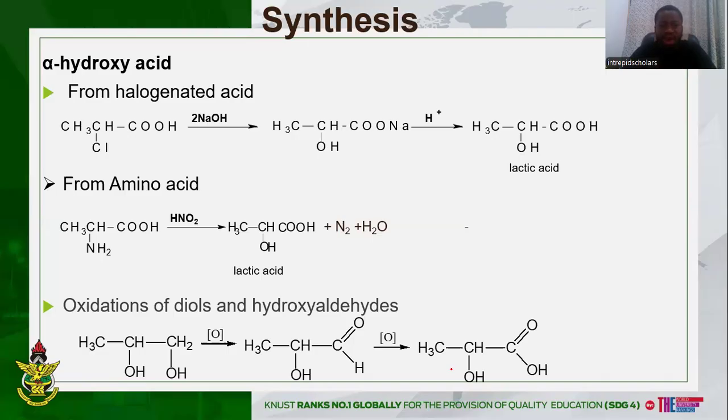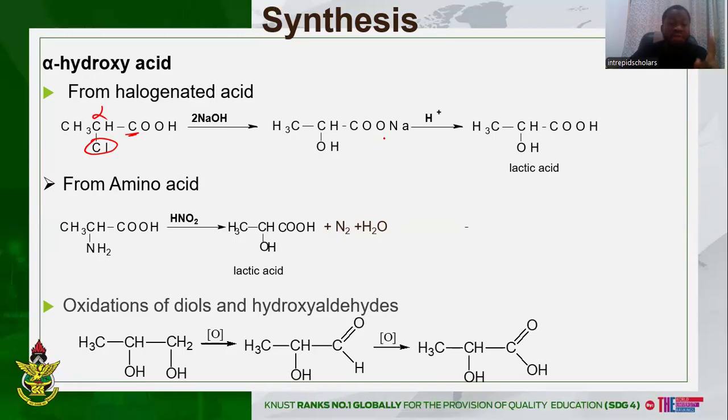If you want to synthesize alpha hydroxy acid, the first way is from a halogenated acid. Using this way, you have to get an acid that has already been halogenated at the alpha position. If you look at this example, the chlorine is on the alpha position. This is the most important carbon. This is the alpha carbon, right? Now, what we'll do is add the base, 2 moles of sodium hydroxide.